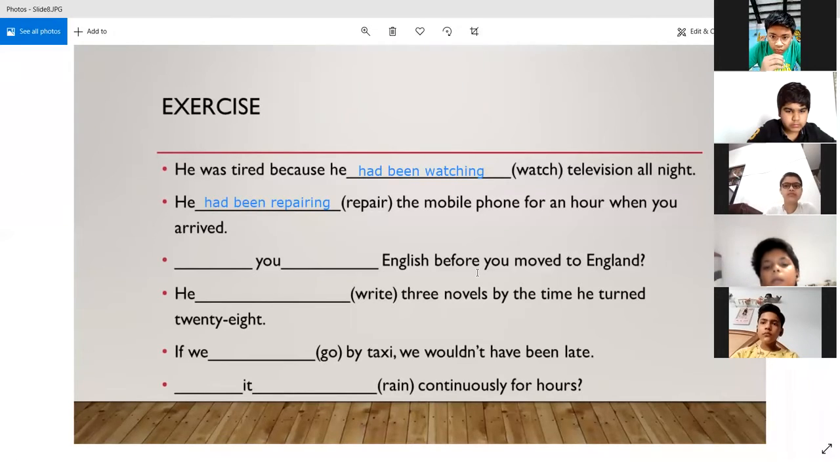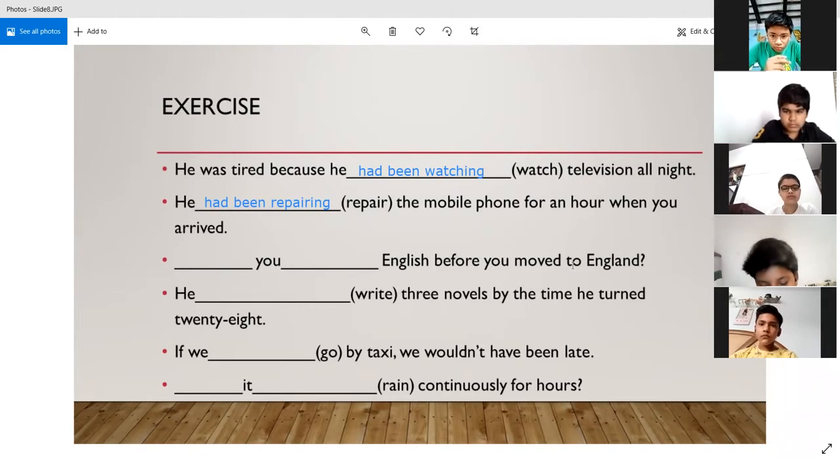Okay. So, but they are saying before you move to England. So here they are just asking the simple question that had you learned English before you moved to England? So how can you say that the action was continuing up to the second action that he moved to England? How are you making that out from this sentence? They are just checking whether he knew English or not before he moved to England.